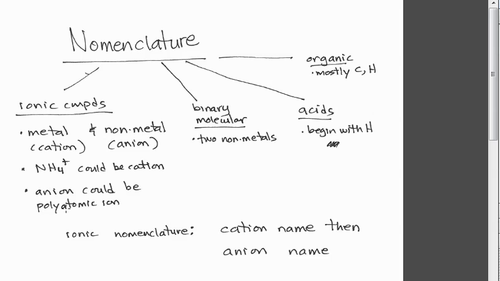And anions could also be polyatomic ions. So you want to be really familiar with your polyatomic ions and what their formulas are so you can recognize them in a chemical formula. The next type of compound are known as binary molecular, and these are made of two different nonmetal elements.